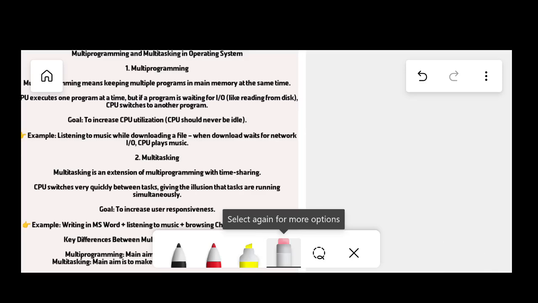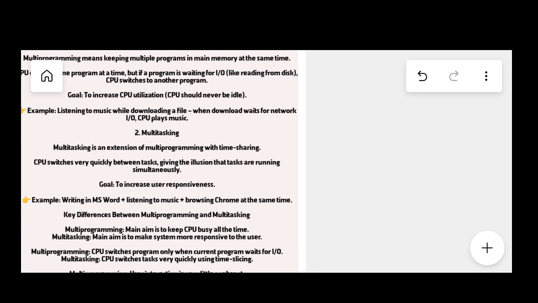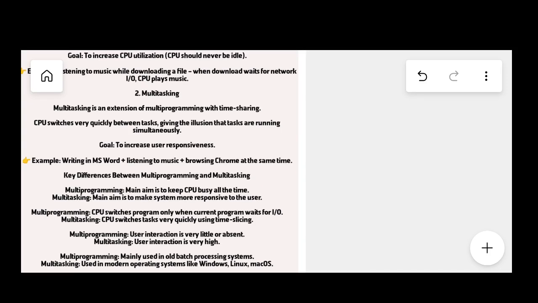So basically the CPU switches between tasks very quickly, giving us the feeling that all tasks are running simultaneously. And the multitasking example is you can type in MS Word, listen to music, and browse the internet all together.